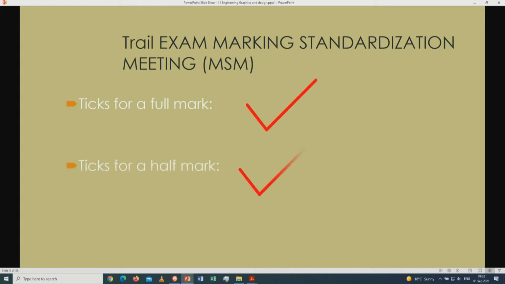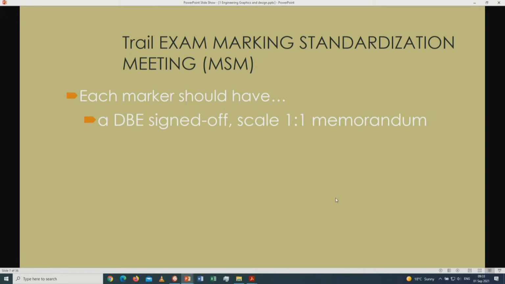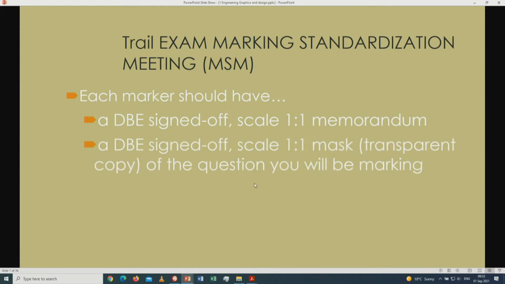The ticks that we will use in marking, for a full mark it will be a normal tick. For half a mark it must be a tick with a tail or an upside down V to indicate half a mark, and then of course if something is wrong, it's totally wrong. All right, the marker should go for red, and then obviously the moderator, he should go for green. And then each marker should have a DBE assigned or signed off marking memorandum. Now of course DBE is not involved in this case, so therefore we will go for a provincial signed off memorandum itself. All right, and then also the transparent copies and those type of things.